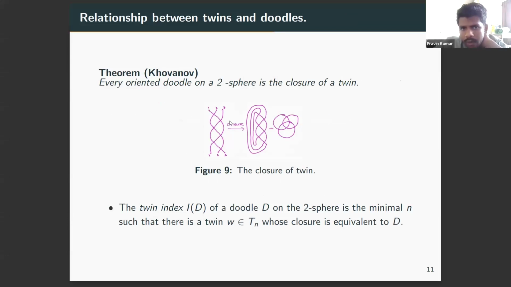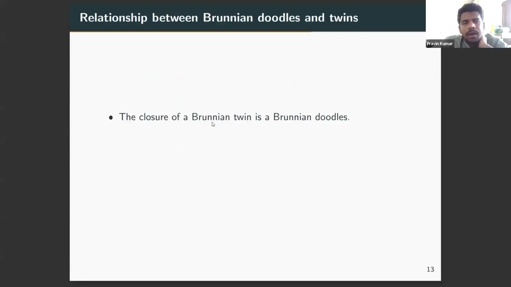So for a Brownian twin, removing a strand is the same as removing a component in its closure. Thus, if I remove any component in this doodle, it's the same as removing a strand in my twin. Since my twin is a Brownian twin, that becomes trivial after removing that strand. Therefore, its closure is a trivial doodle.